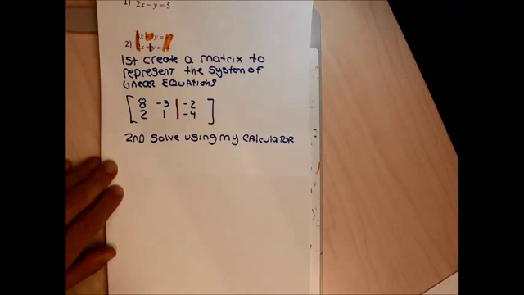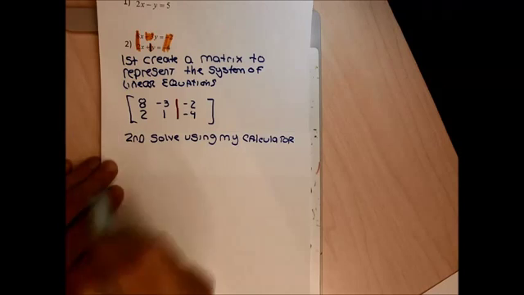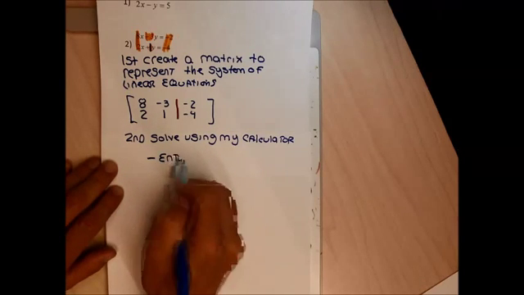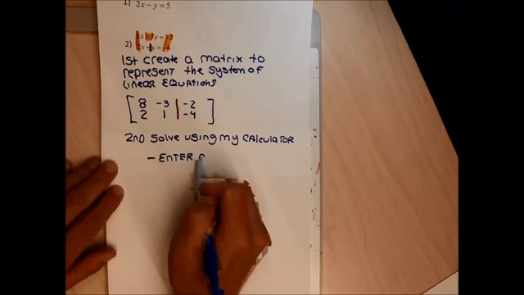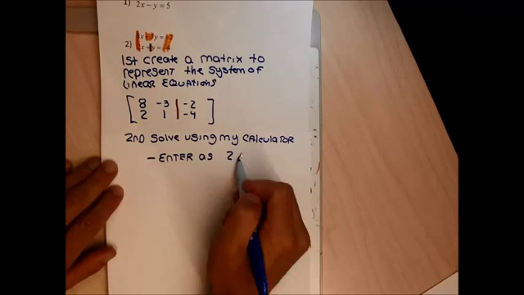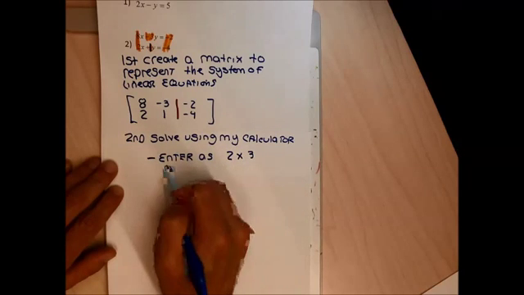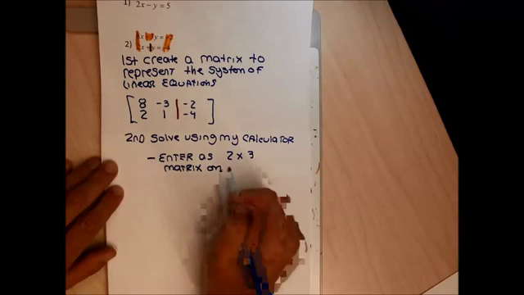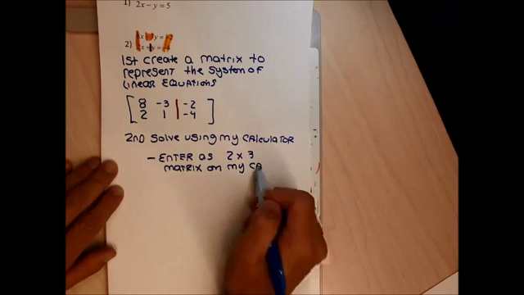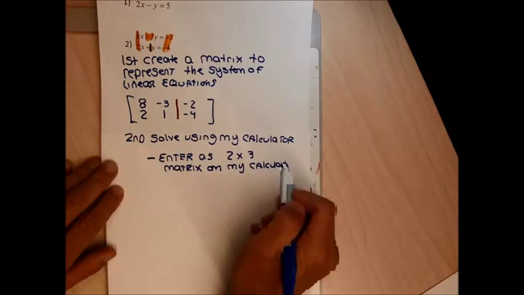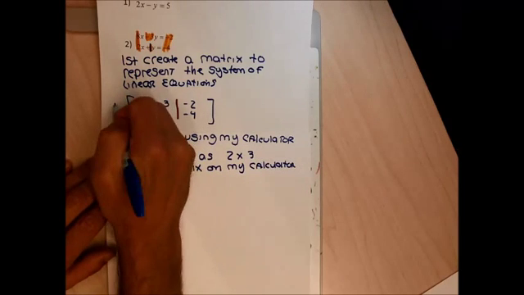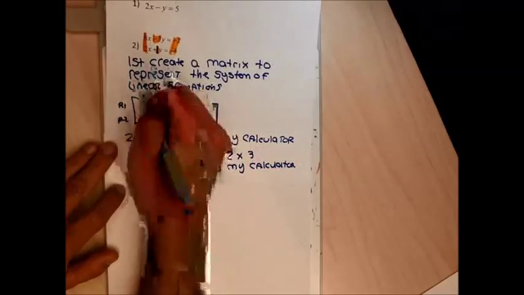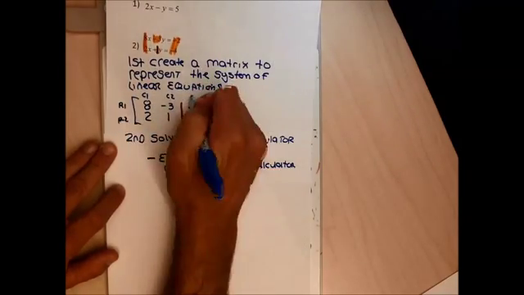So the first thing we need to do to solve this on our calculator is enter it on our calculator. And I'm going to enter this as a 2 by 3 matrix on my calculator, because it has 1 row, 2 rows, and 1 column, 2 column, 3 column.